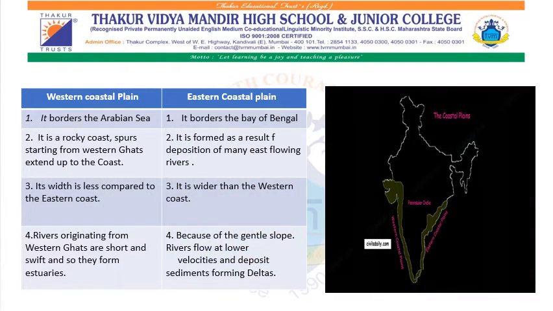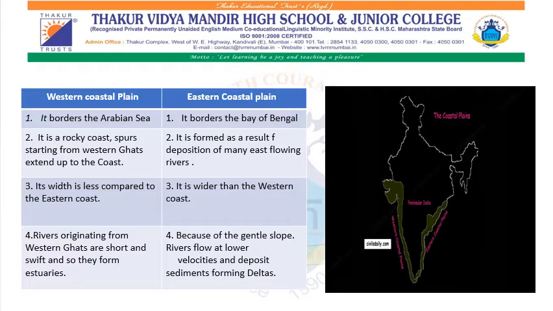Let us learn about the difference between the western coastal plain and the eastern coastal plain. The western coastal plain is bordered by the Arabian Sea and the eastern coastal plain is bordered by the Bay of Bengal. The western one is a rocky coast with spurs starting from the Western Ghats and extending up to the coast, and the eastern coastal plain is formed as a result of deposition of many east flowing rivers. The width of the western coastal plain is less compared to the eastern coastal plain, which is wider than the western coast.